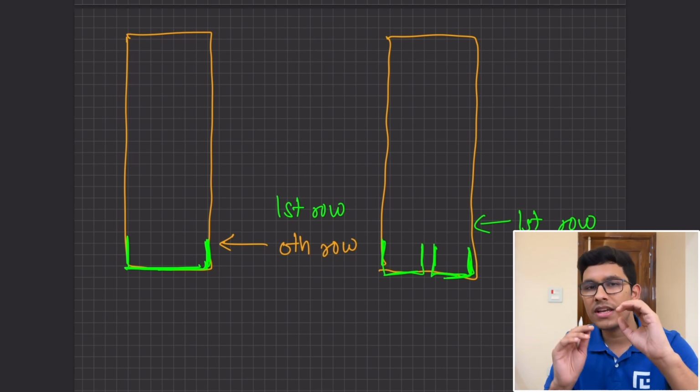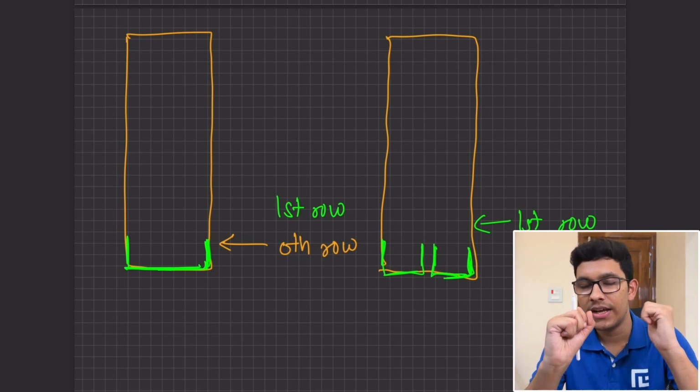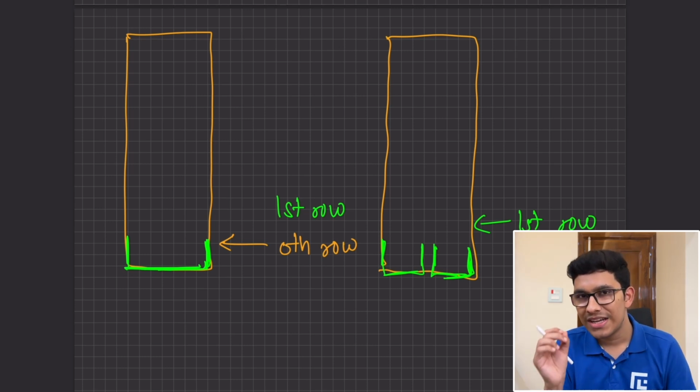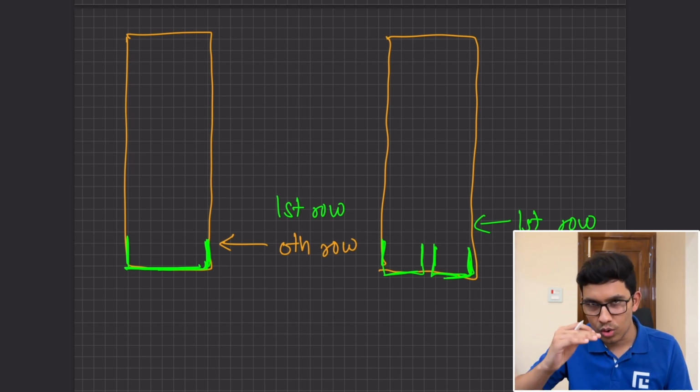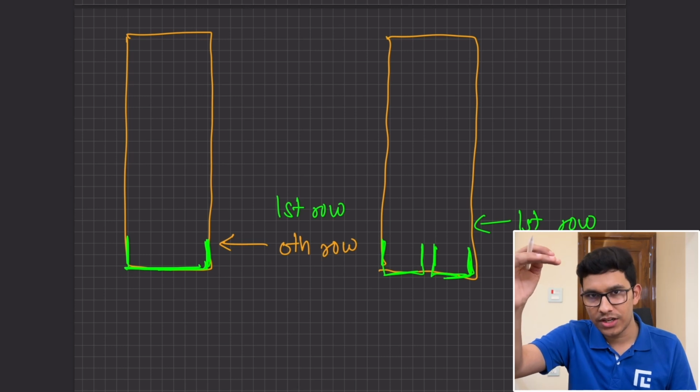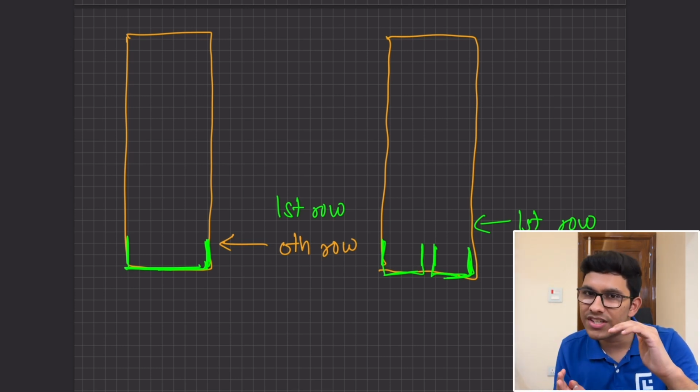Yes, because if you look at the state, how did we define the state? We said that dp of i comma 0 is the number of ways you can fill the rows from ith row to the n minus 1th row such that there is a horizontal cell trying to extend forward.